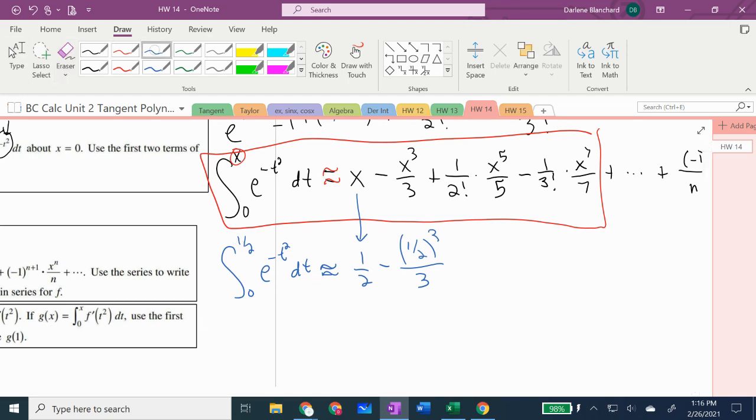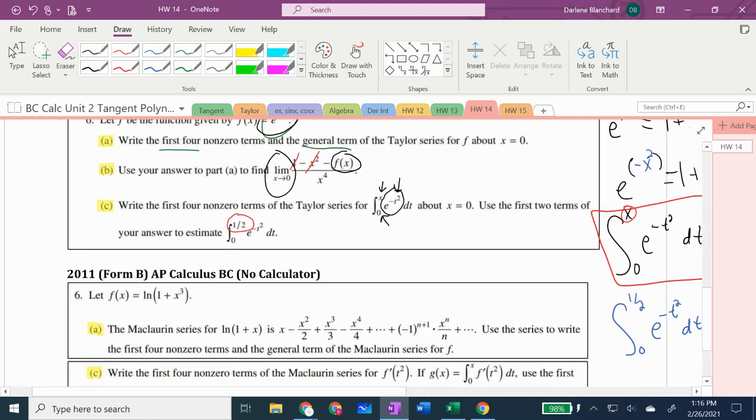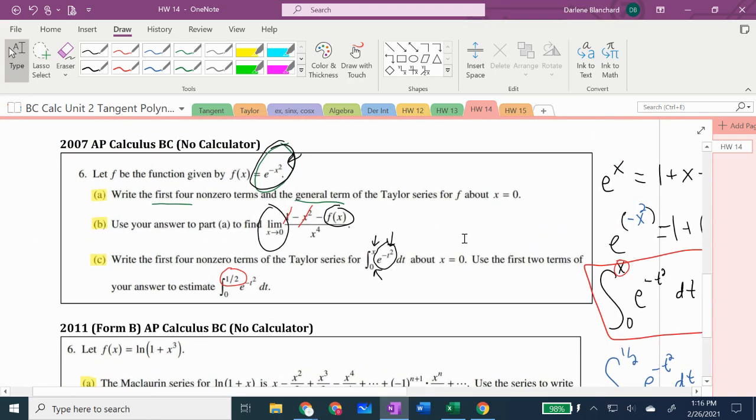And if I want to simplify that a little bit, that's 1/8. 8 times 3 is 24. And I can go further, but that is sufficient. And then I'm not going on to part D.